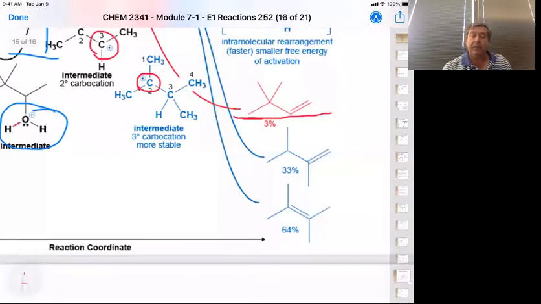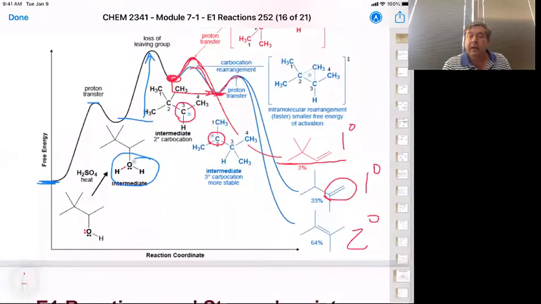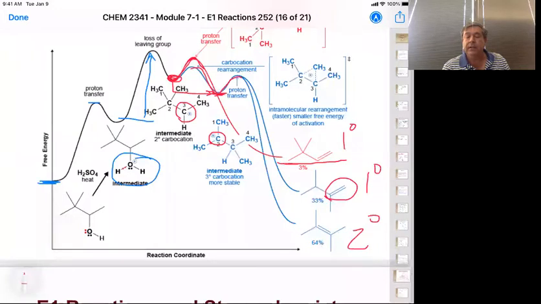When we do that, we'll end up with our 2 possible products, eliminating from our primary. This is eliminating from our primary, and this is the one eliminating from our secondary. Notice the one eliminating from our secondary hydrogen here gives us our more substituted product. Okay.